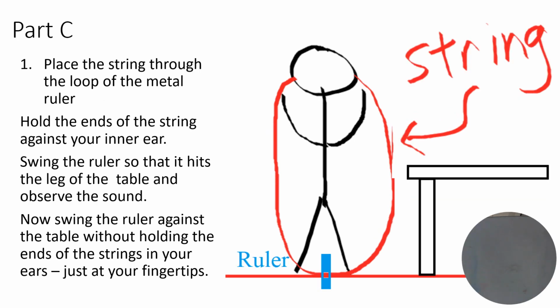All right, for part C, number 1, I had you put the ruler on the bottom of the string and I had you hit it up against the table and you were listening to the sound. You could hear the sound. You heard the sound very differently than if you just heard it through the air. Think about how sound is transmitted. It's energy that is transmitted through matter.